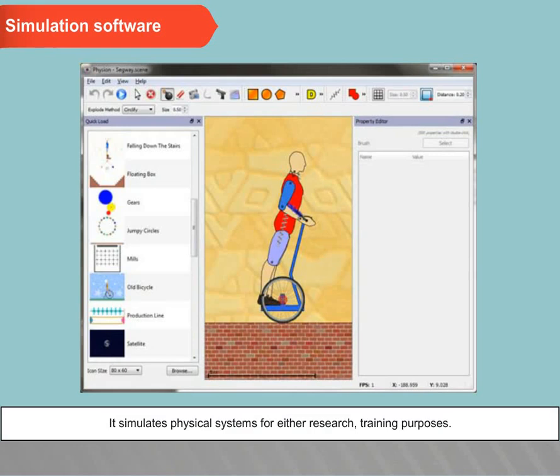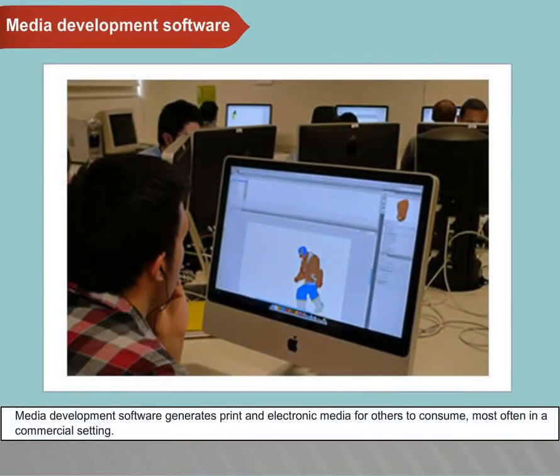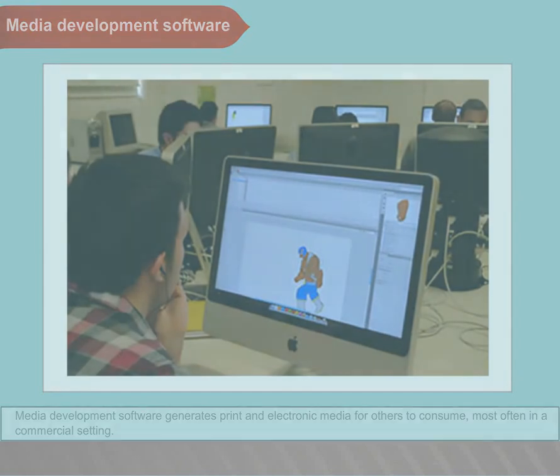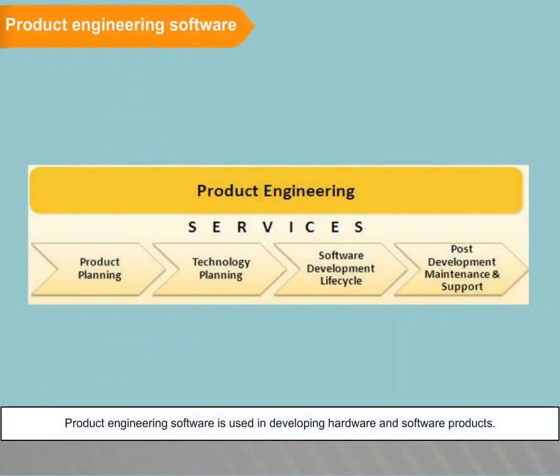Simulation software. It simulates physical systems for either research or training purposes. Media development software. Media development software generates print and electronic media for others to consume, most often in a commercial setting. Product engineering software. Product engineering software is used in developing hardware and software products.